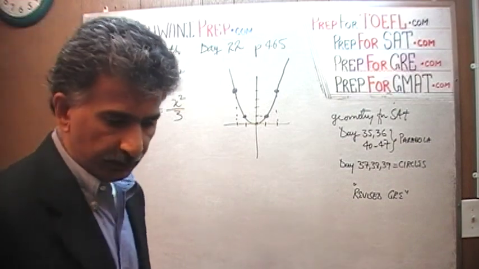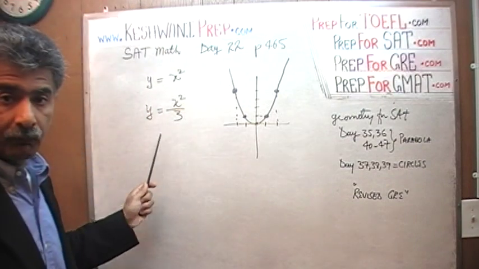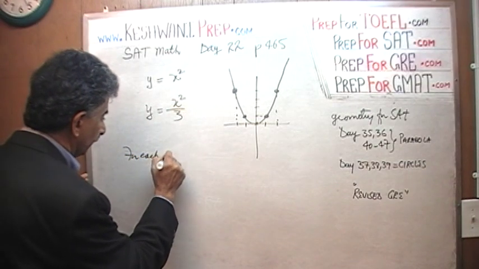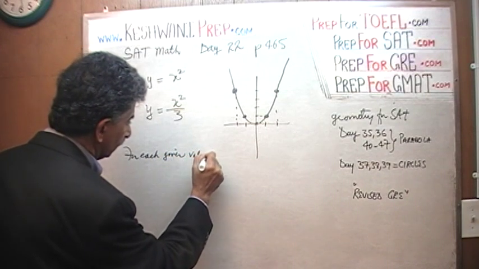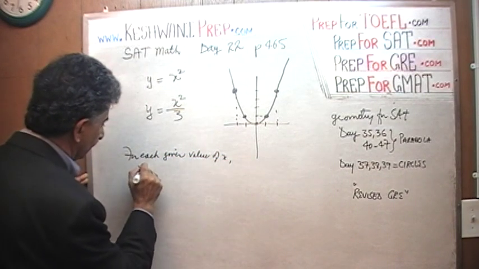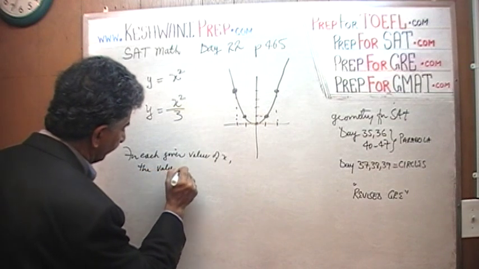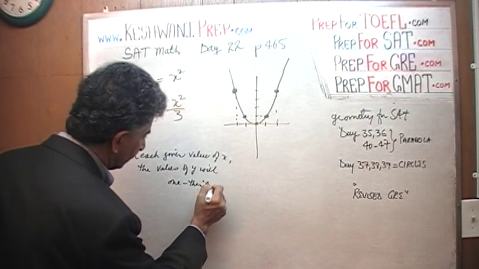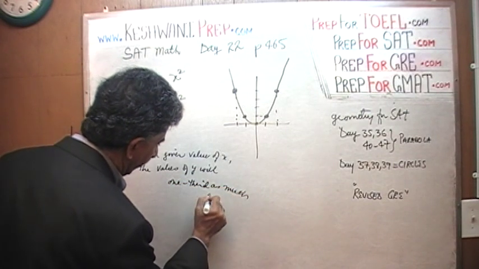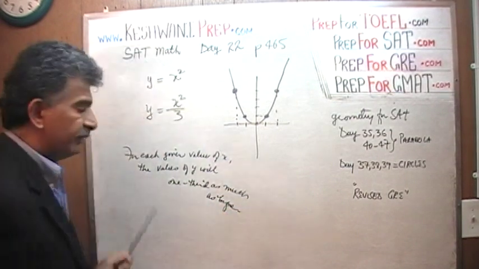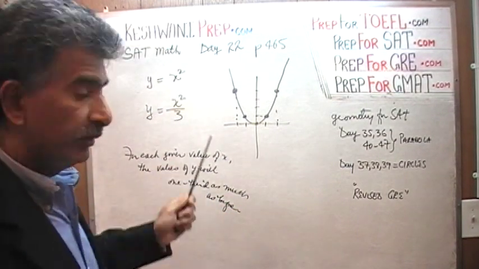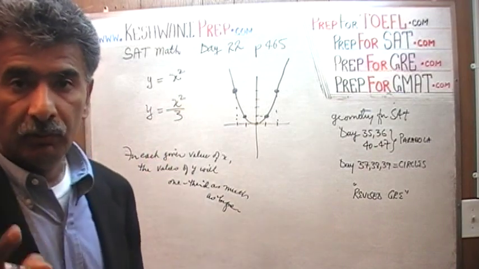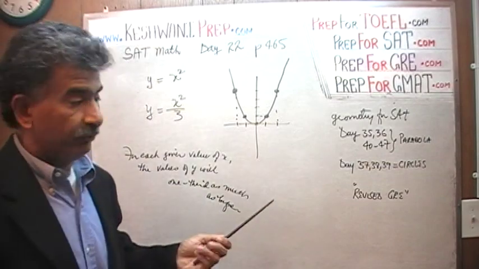Well, what will happen is that for each given value of x, the values of y will be 1/3 as much as before. Obviously, that's the whole point of dividing it by 3. When you have a certain quantity and you divide by 3, you're taking 1/3 of it. So before, when x was 0, y was 0, that will still be true.